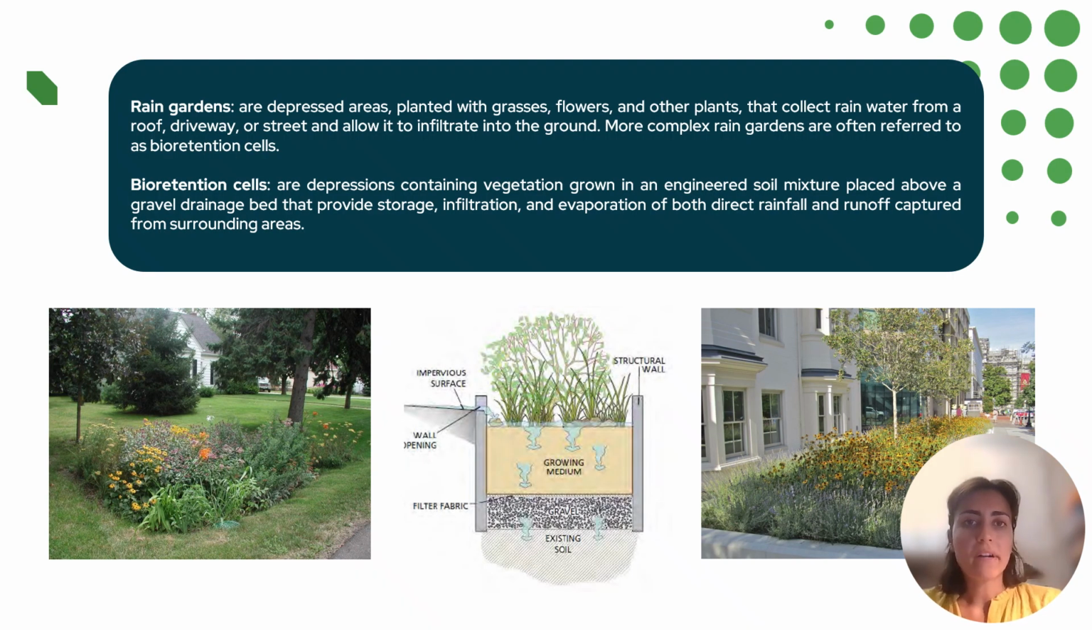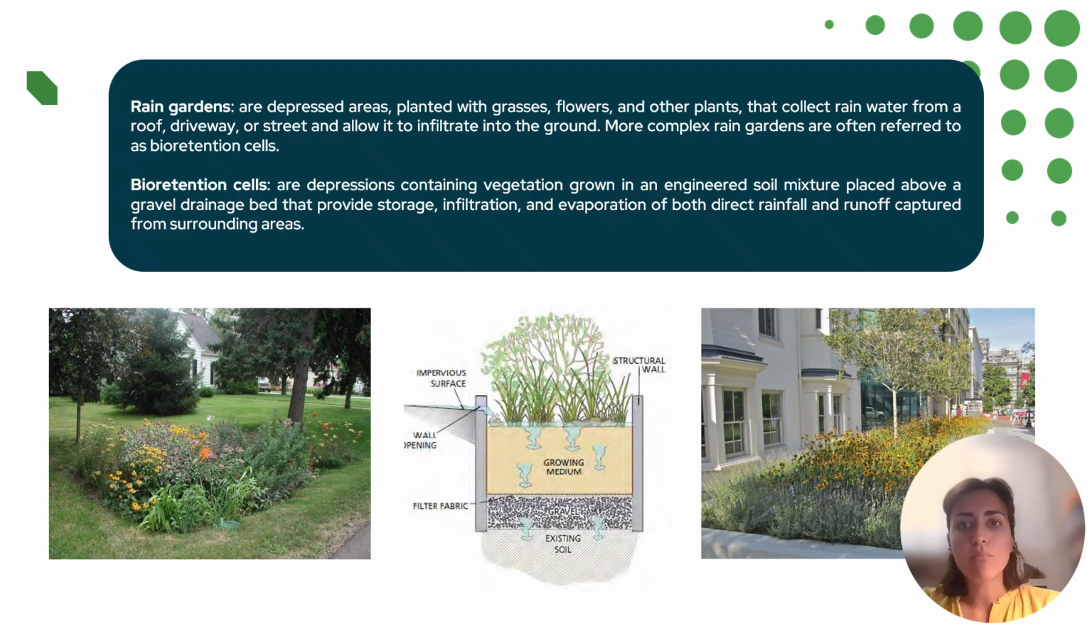Here we see 2 practical examples of SUDS: rain gardens and bioretention cells. Rain gardens are shallow, depressed areas planted with grasses, flowers, and shrubs. Their main purpose is to capture rainwater from roofs, driveways, or streets and allow it to slowly infiltrate into the soil. They are simple but very effective in reducing runoff.